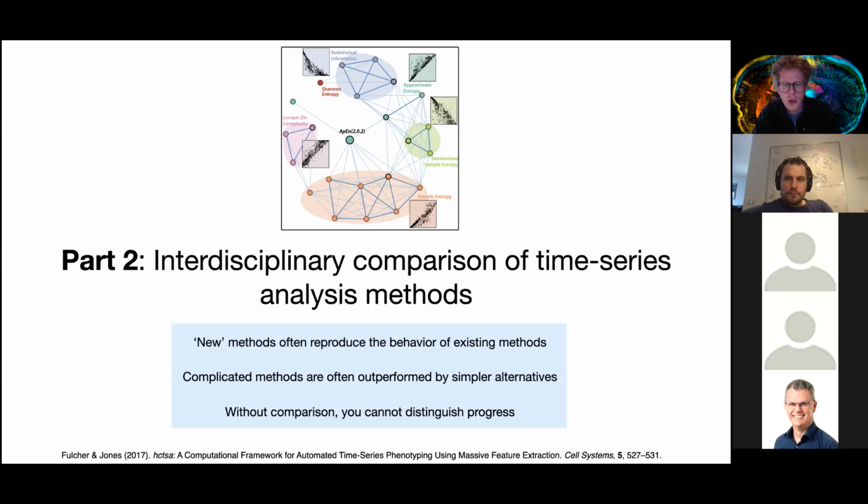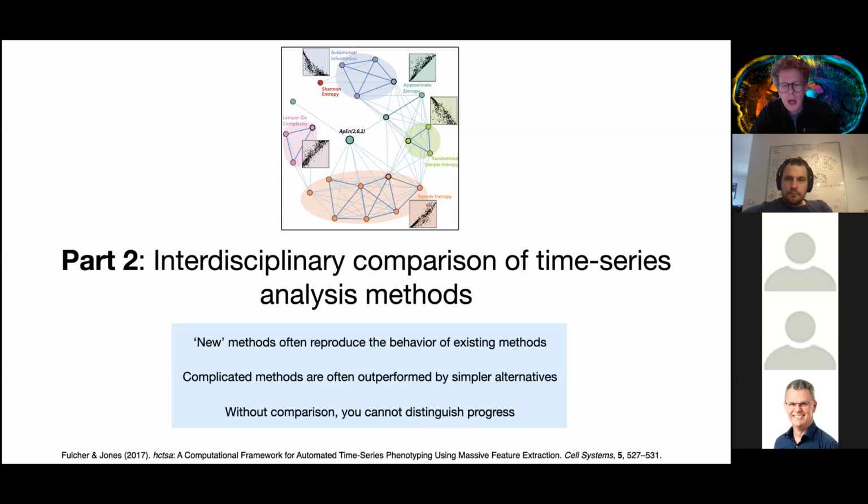And then, does your complicated method actually justify that complication? Sometimes there'll be a simpler alternative that can do just as well on the task at hand, but you wouldn't know because you can't compare across thousands of methods manually. But now that we've implemented all these, we can do that in an automated way. And I say at the bottom there, without comparison.